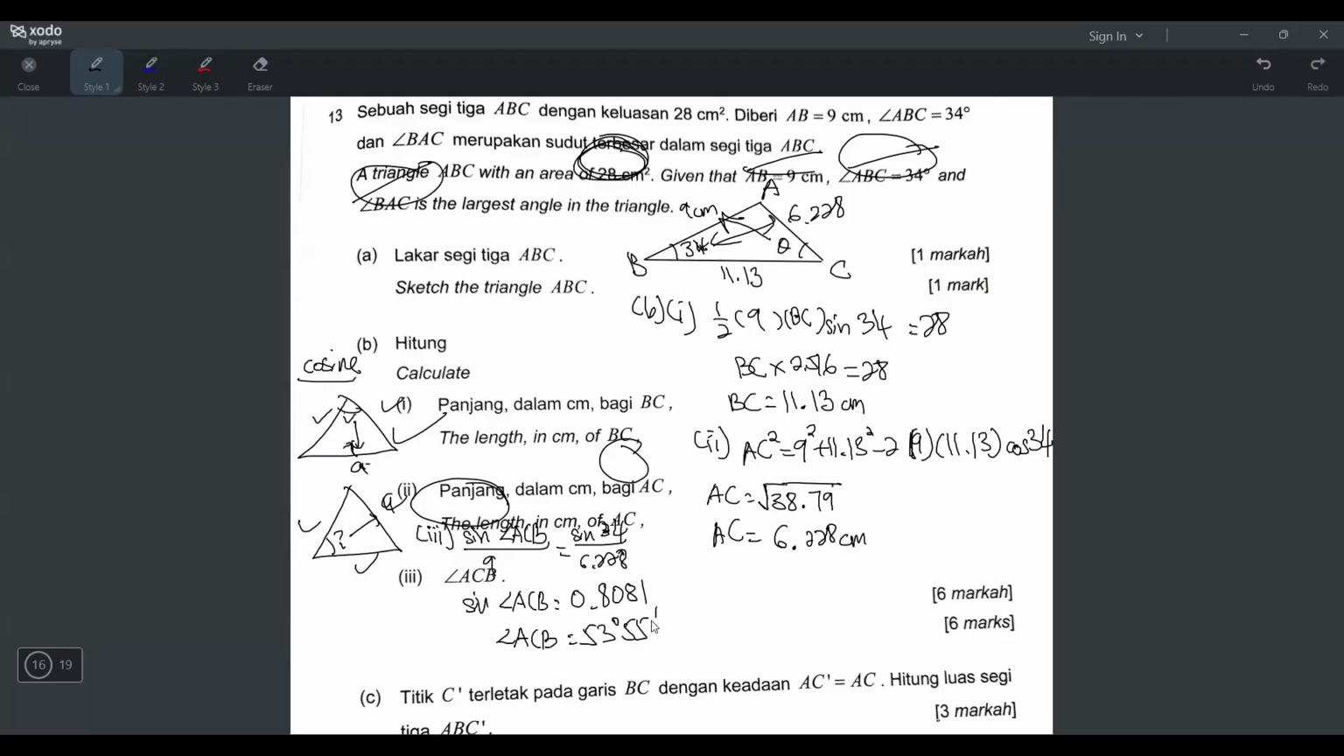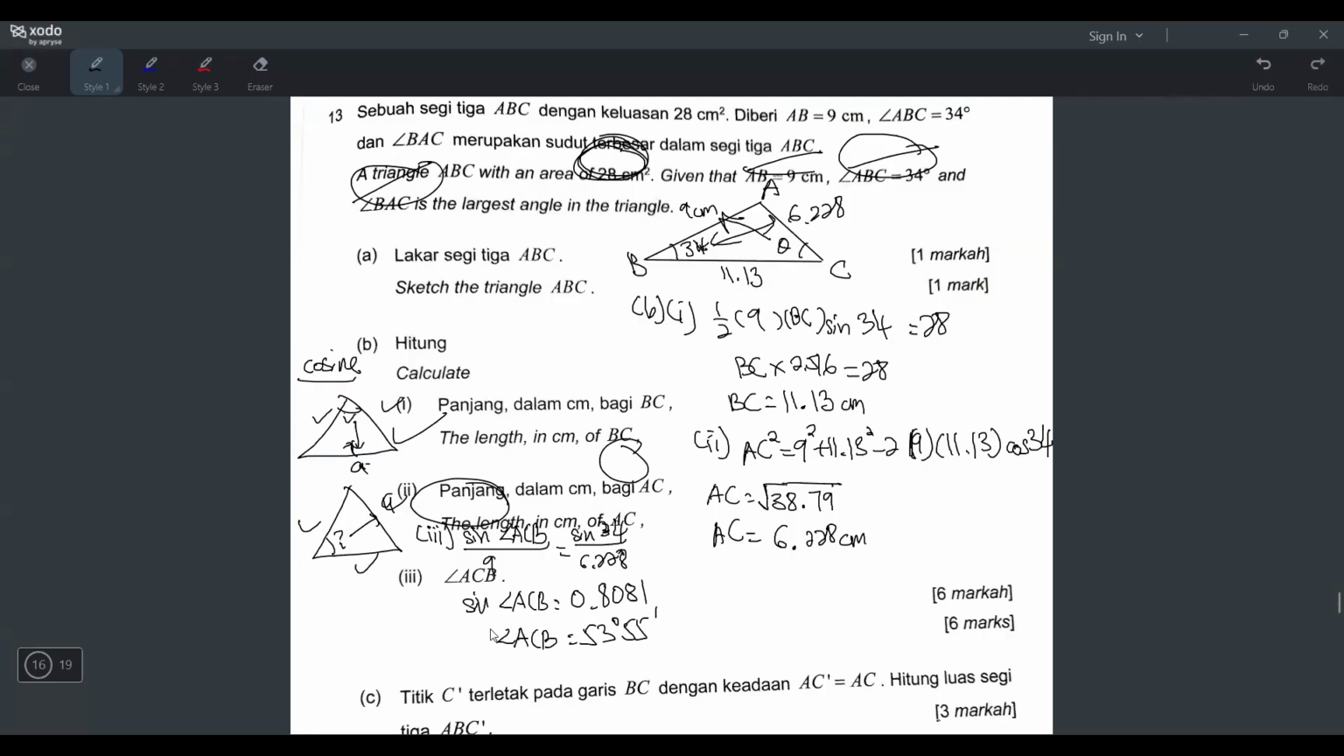Okay, wait, let me tekan one more time. Sine 34 divide 6.228 times 9. Shift sine. Yeah, you will get 53.91. But I usually write in degree minute. So that's the answer. Oh, one thing I want to mention, very, very important.